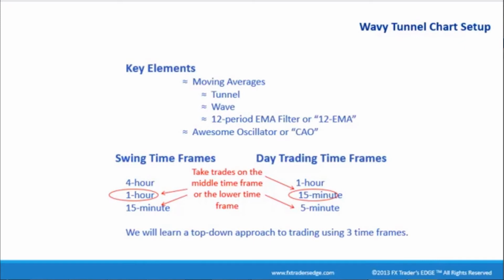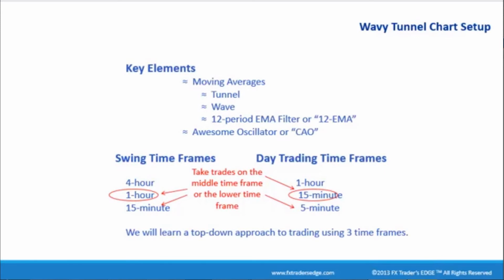You will learn that it is similar to a moving average crossover type system, only the averages are very tuned to Elliott wave turning points because the averages are all Fibonacci sequence based. Swing time frames include the 4-hour, the 1-hour, and the 15-minute. Day trading time frames include the 1-hour, the 15-minute, and the 5-minute.